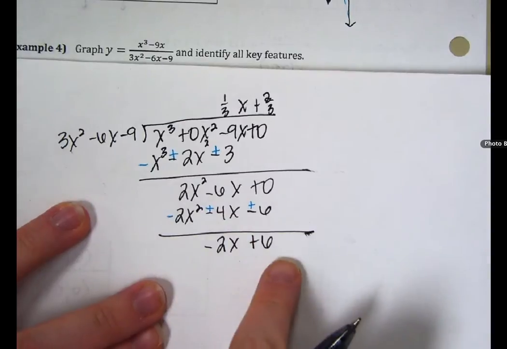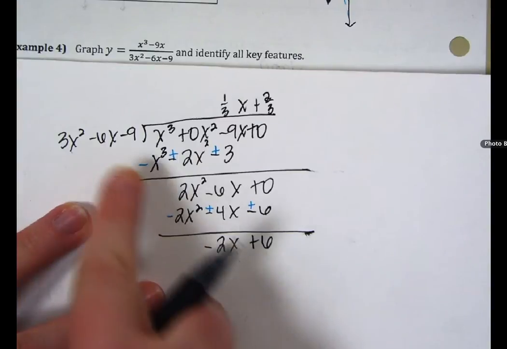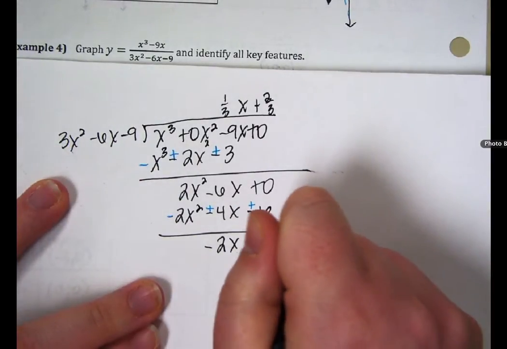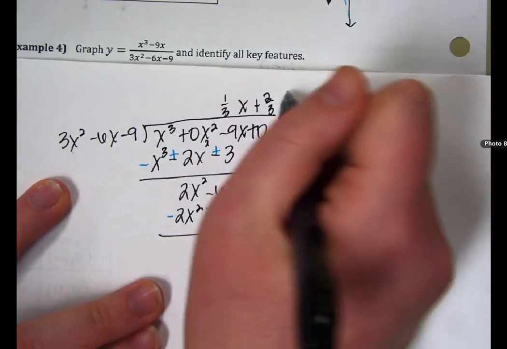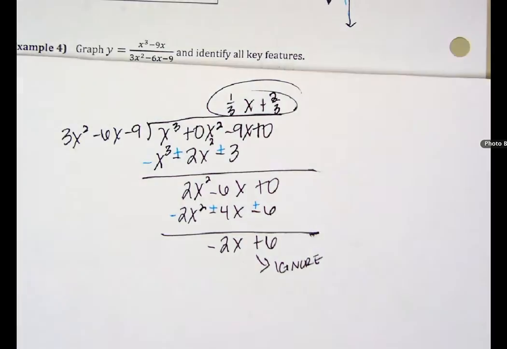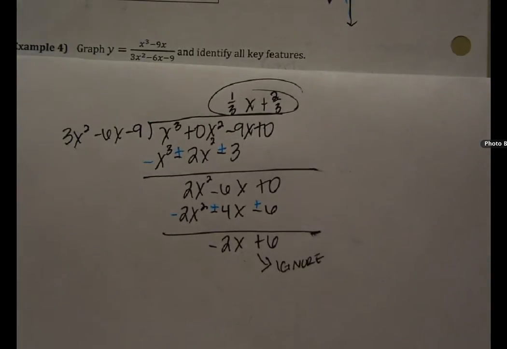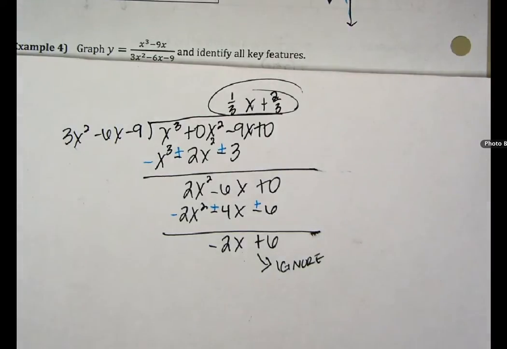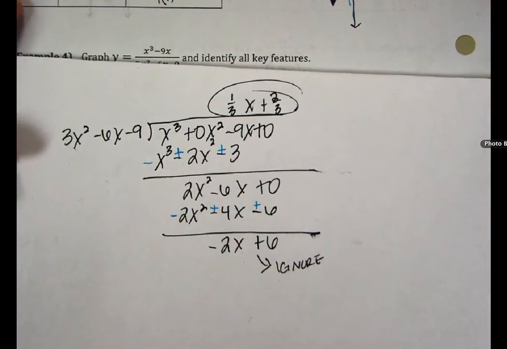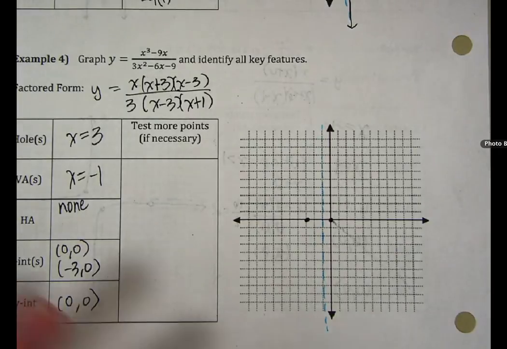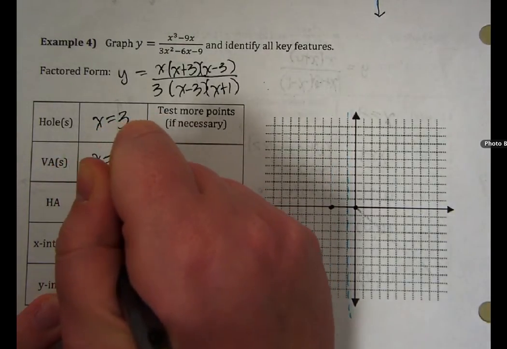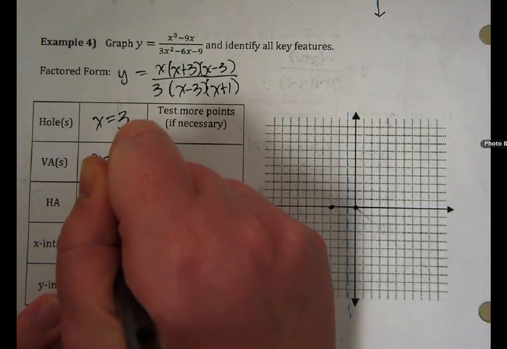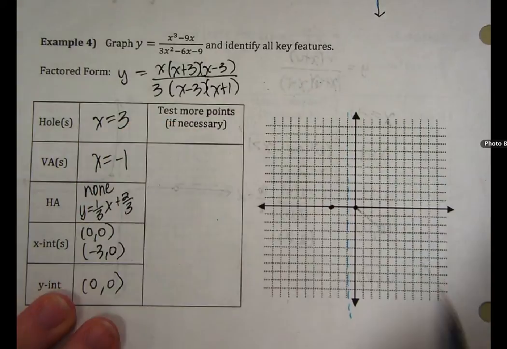This is our remainder because the degree is smaller than that of the divisor. We're going to ignore this. And then our quotient, 1/3 x plus 2/3, is the location for our slant asymptote or our oblique asymptote. Okay, so horizontal asymptote, we don't have one, but we do have a slant at 1/3 x plus 2/3.